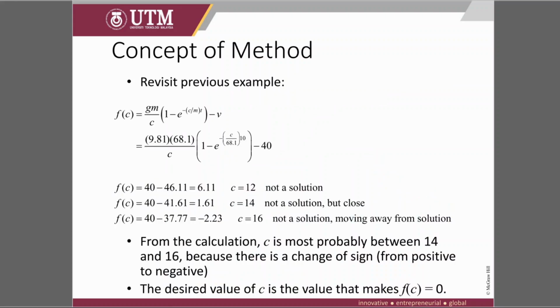Okay, let's revisit the previous example. And we know that now this is a function of only C. G is known, M is known, T is known, V is known. So we need to change C. If I write it in a different way, I put all the known variables, known parameters, then I have C here. So there are two C's. So I use C equal to 12, right? C equal to 12. And what I have is 40.